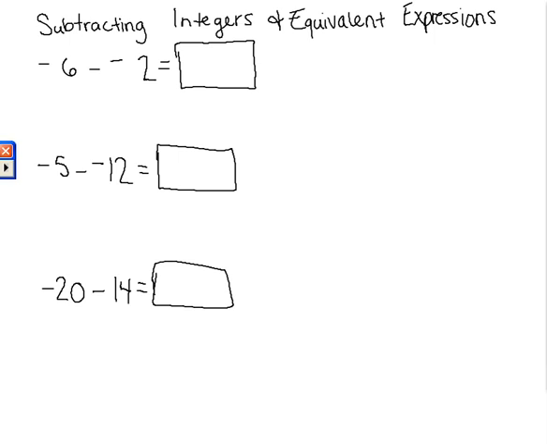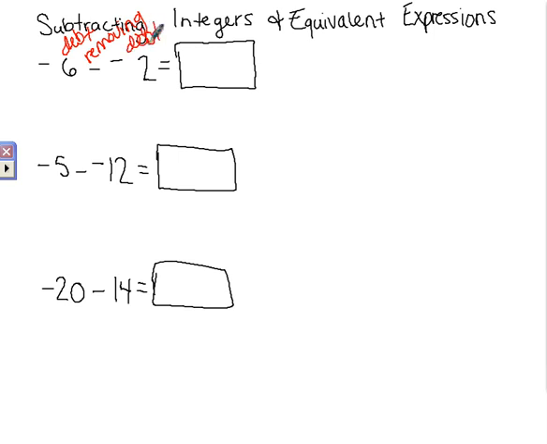Okay, now we're going to be looking at subtracting integers and writing equivalent expressions. So when we're working in class, we say if we have a -6, negative is representing debt. Then we say subtraction is getting or removing. In this case, we're going to say subtraction is removing. And since we have a negative value, we're also removing debt.